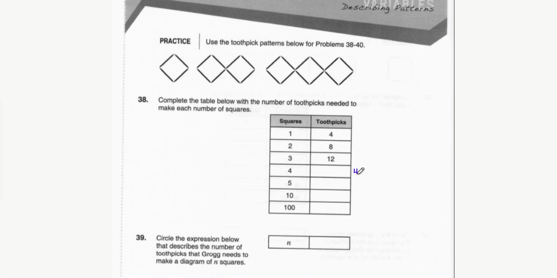So this one will be 4 times 4, which is 16. This one will be 5 times 4, which is 20. This is 10 times 4, which is 40. And the last one is 100 times 4, or 400.